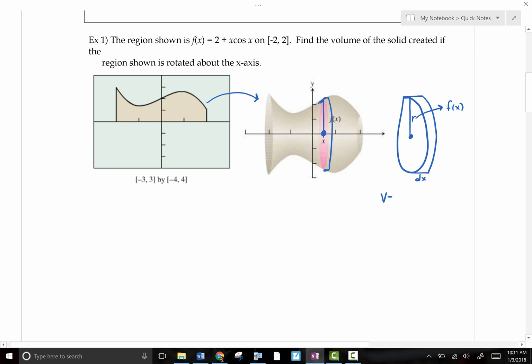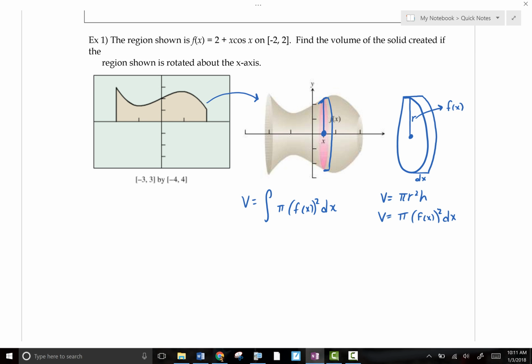And the volume of this disc is going to be pi r squared h, which in this case is going to be pi f of x squared dx. But since I need to add all the discs together, discs is hard to say. Since I want to add all of the discs together, I need to take the sum of all the pi r squared h's, right, and add all of those guys up.